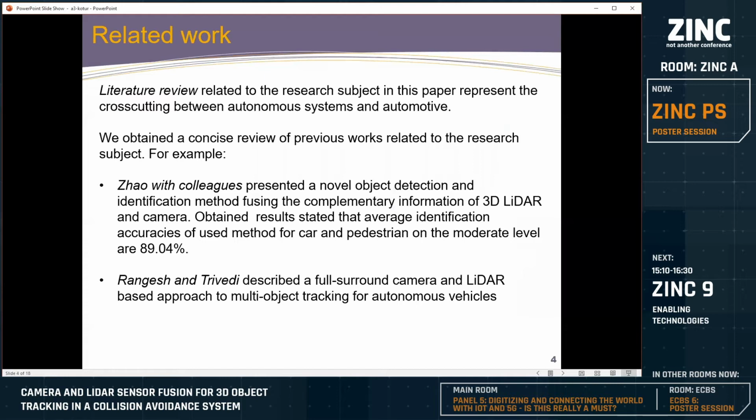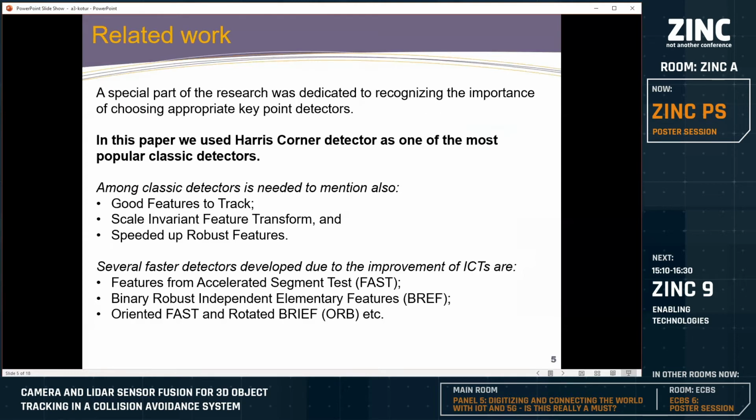The literature review related to the research subject in this paper represents the cross-cutting between autonomous systems and automotive, and other authors, for example, described a full surround camera and LiDAR-based approach to multi-object tracking for autonomous vehicles. A special part of the research was dedicated to recognizing the importance of choosing appropriate key point detectors. In this paper, we used the Harris corner detector as one of the most popular classic detectors.